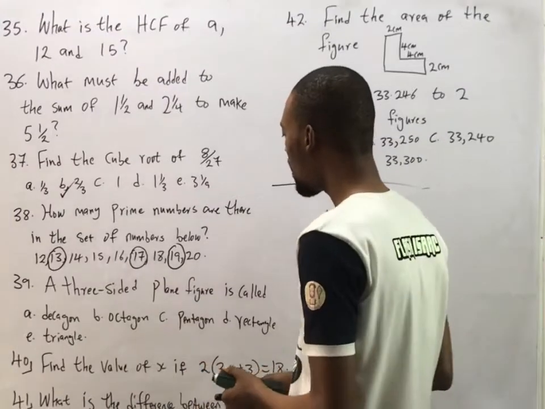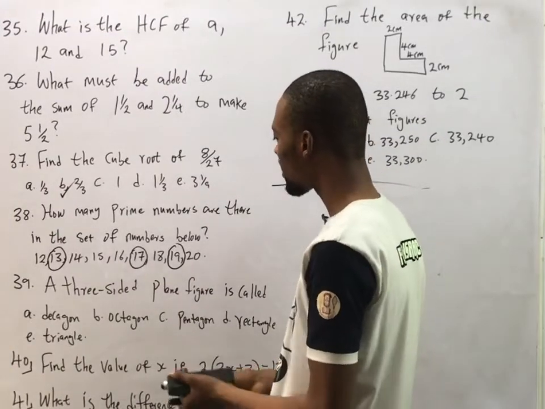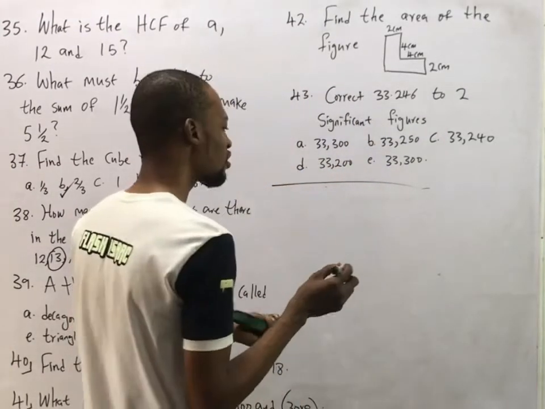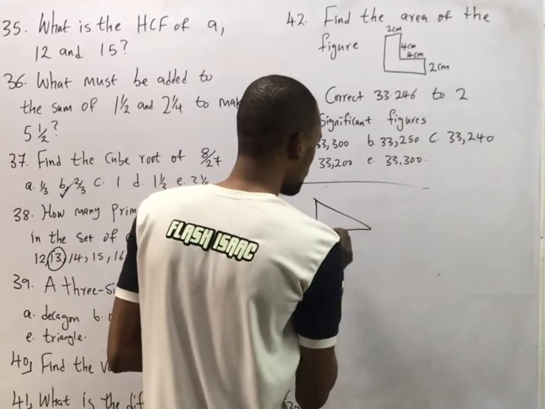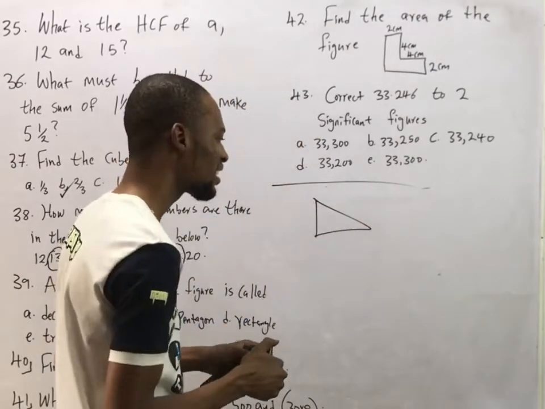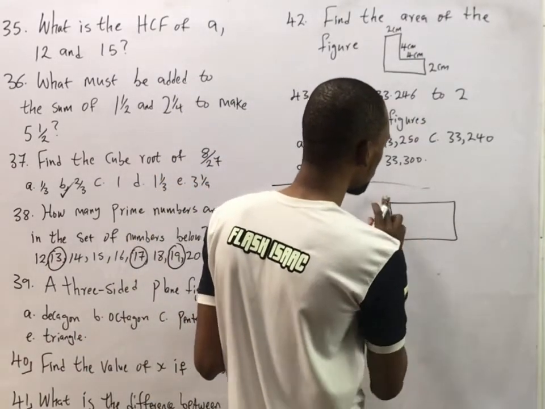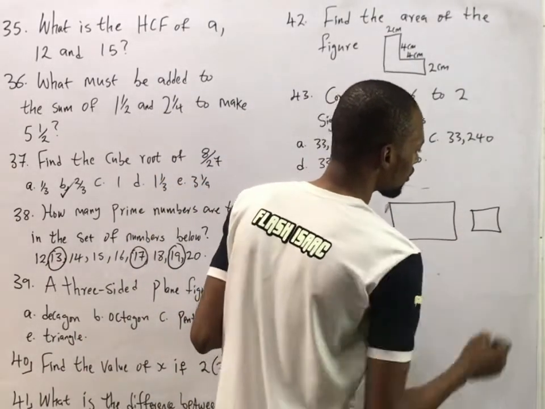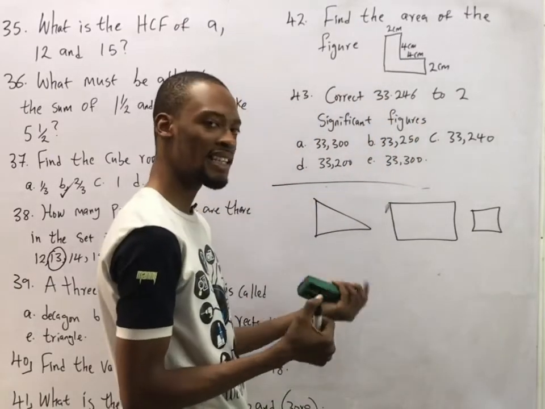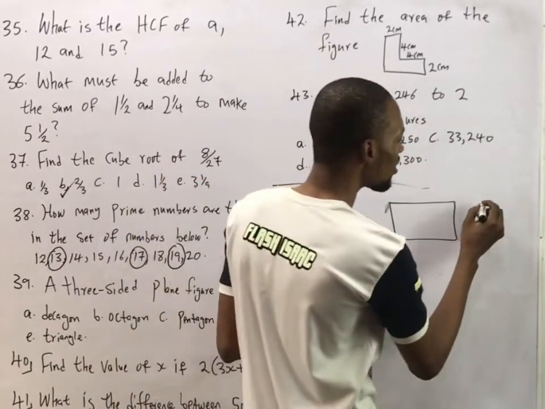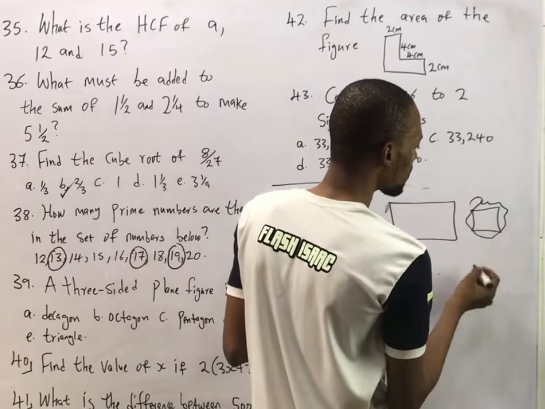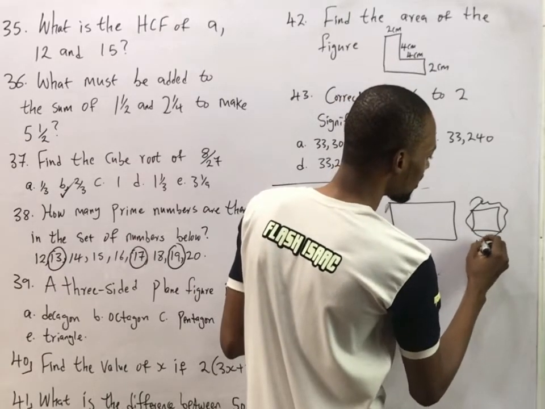39 says, a 3-sided plane figure is called dash. A 3-sided plane figure is obviously a triangle, as the name implies. Try again. 4-sided is rectangle or square. Square and rectangle are 4-sided, just that in a square, all the sides are equal, which means the area is length squared.